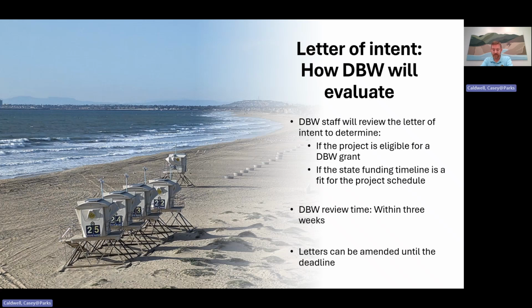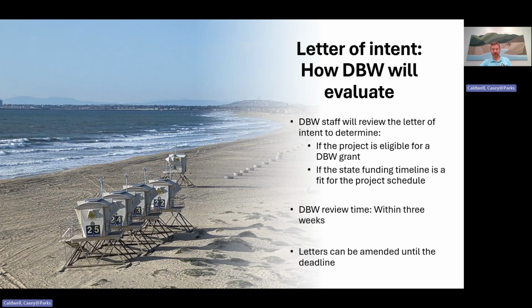Once DBW receives your agency's letter of intent, we'll determine whether the proposed project is eligible for a grant through either of our programs, based on the factors I've already discussed. We'll also verify you're seeking funds on a timeline that makes sense based on when DBW grant funds will be available. Our programs are focused on long-term problem solving. They aren't emergency response programs.